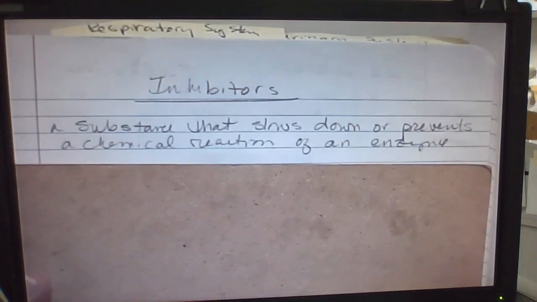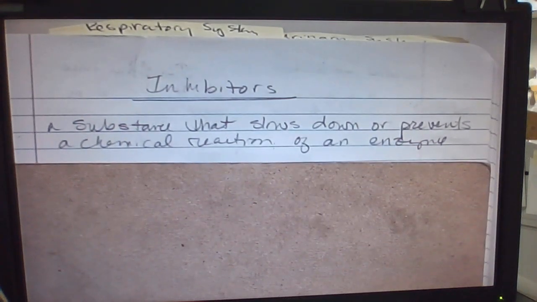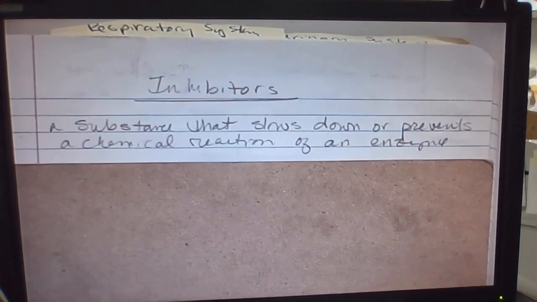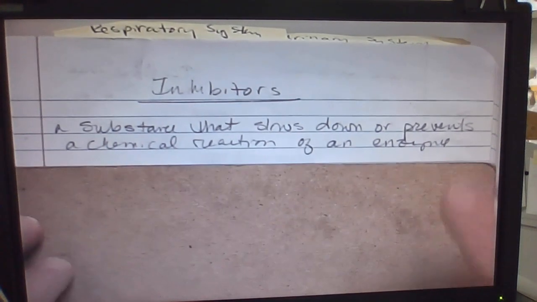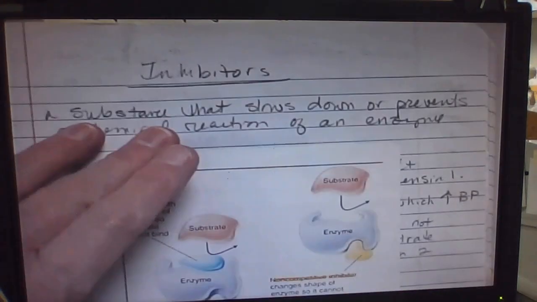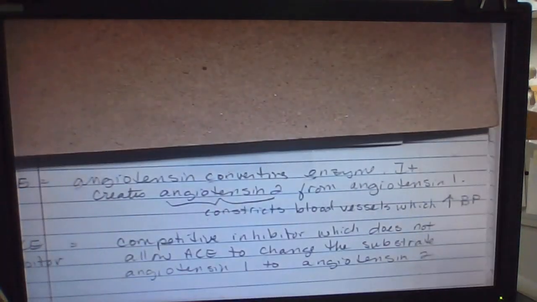Inhibitors. An inhibitor is a substance that slows down or prevents the chemical reaction of an enzyme. We actually have already talked about an inhibitor. We talked about that with blood pressure.